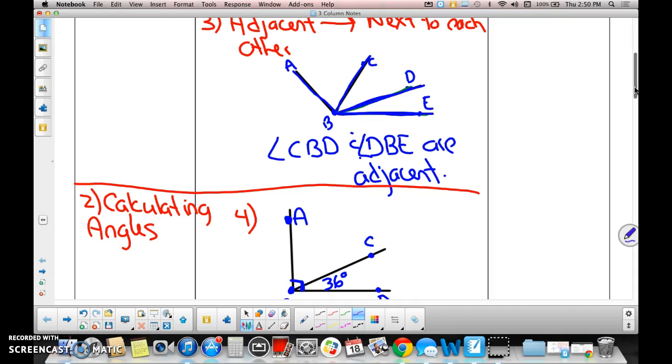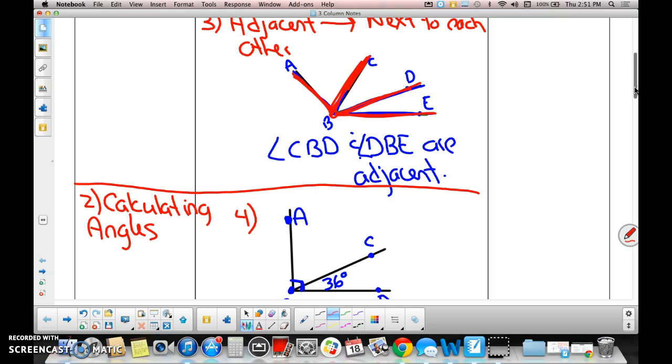Okay, this one right here. Let me redo that one. Is DBE adjacent to ABC? Yes or no? No! They are not touching on sides. This side does not touch this side. This side does not touch either of these sides. They do share a vertex. It doesn't mean they're adjacent. They're only adjacent if they have 2 sides that they share together. Does that make sense? Okay?